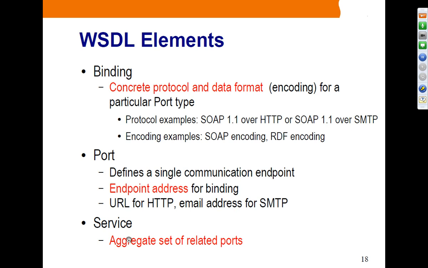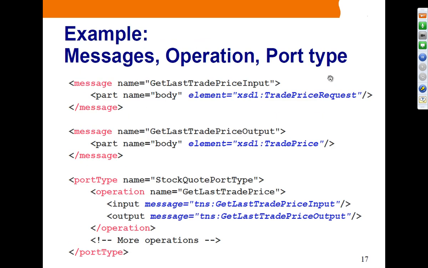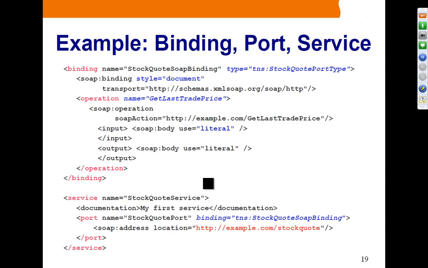Let's see examples of this. This is a binding element, and on the top is the name of this binding. What it does is bind the port type that we defined. Remember this stock quote port type? This is the port type that we have defined. The binding element binds this port type, which is a collection of operations, with a concrete communication protocol. The concrete communication protocol is specified with this. In this case, it's using SOAP, and the transport protocol is HTTP.